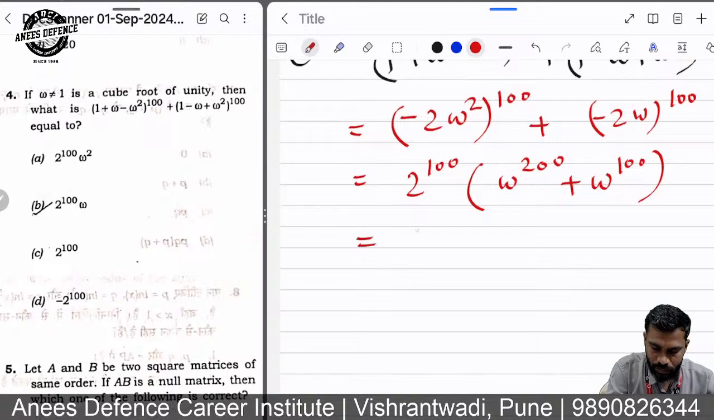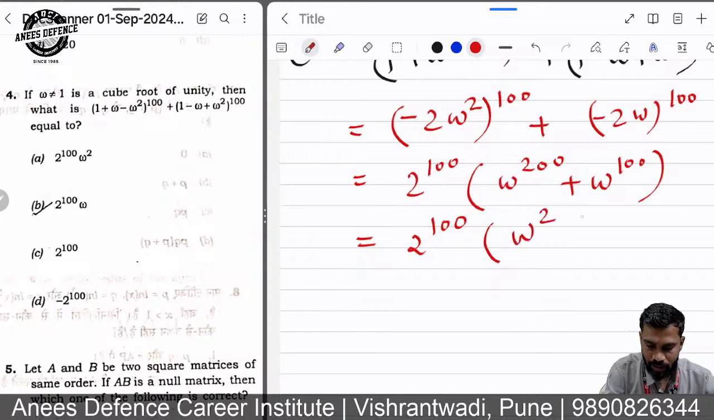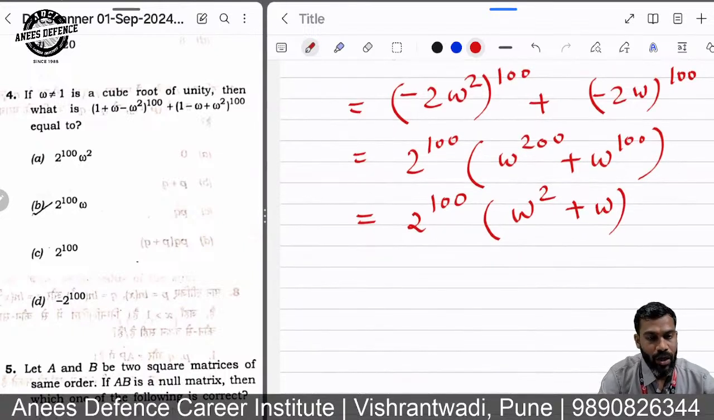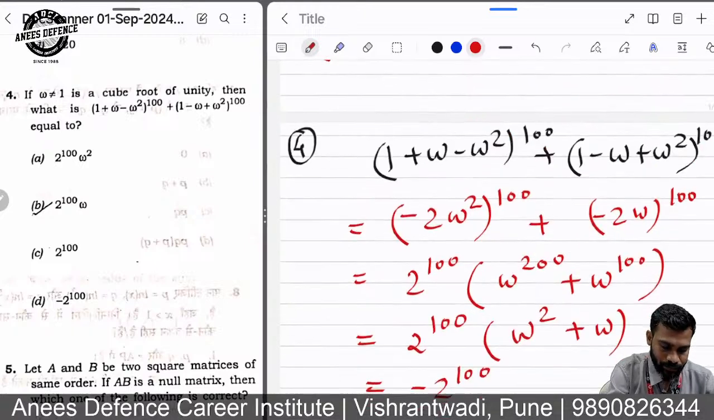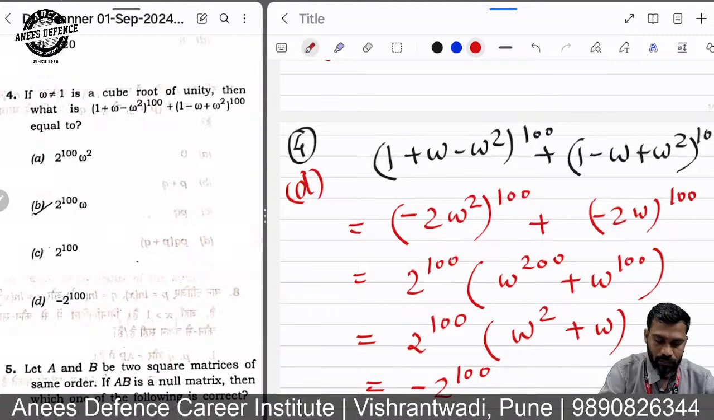So that will be equal to, I can take (minus 2) raised to 100 common. This will be 2 raised to 100. Now we have omega raised to 200 plus omega raised to 100. Now omega raised to 200 means omega square, right? And this will be omega. And we already know that omega square plus omega is minus 1. So this will be minus 2 raised to 100. So the answer will be D. So D is the right answer. Next.